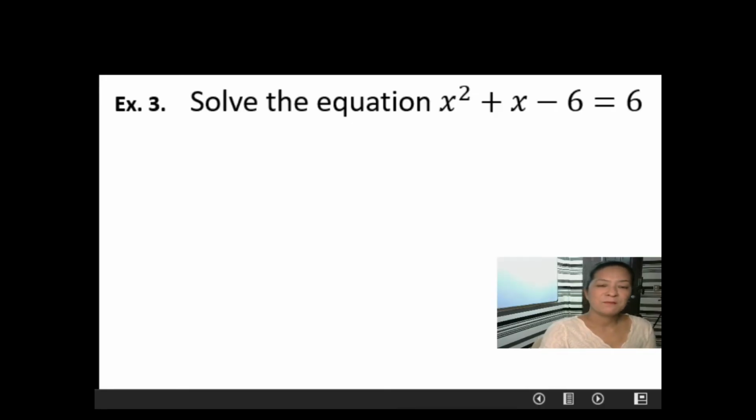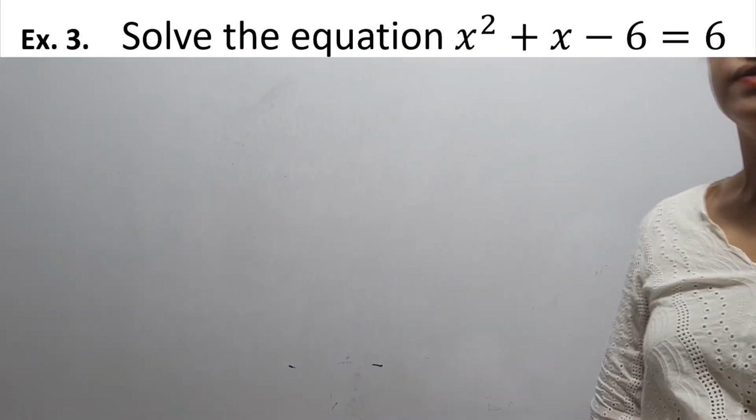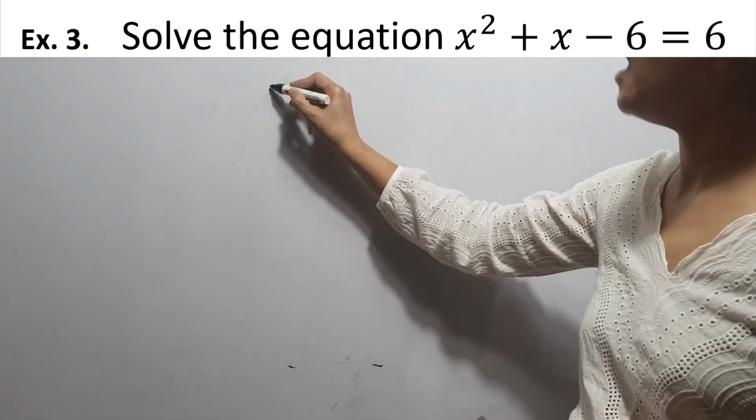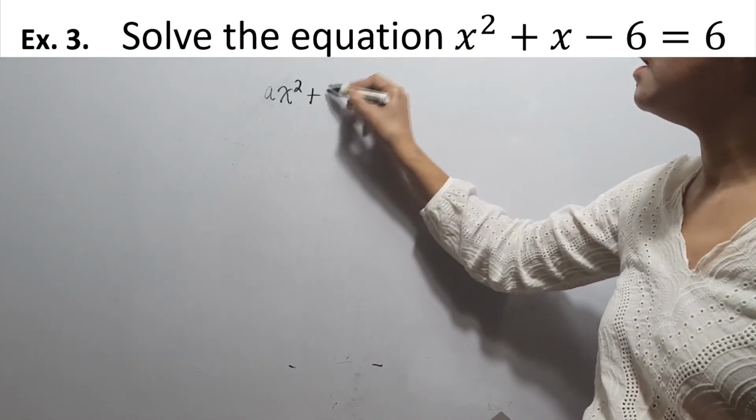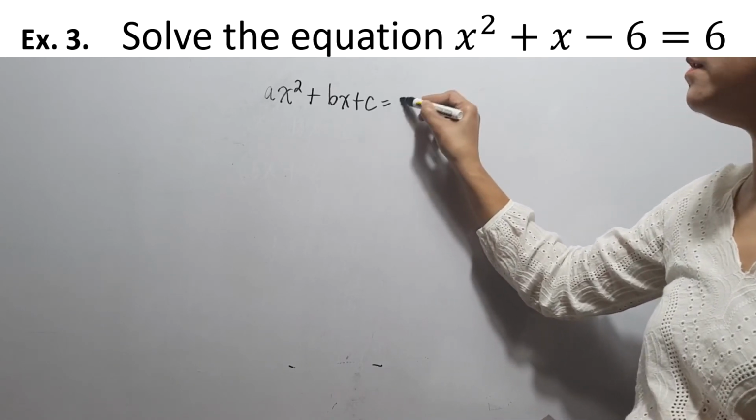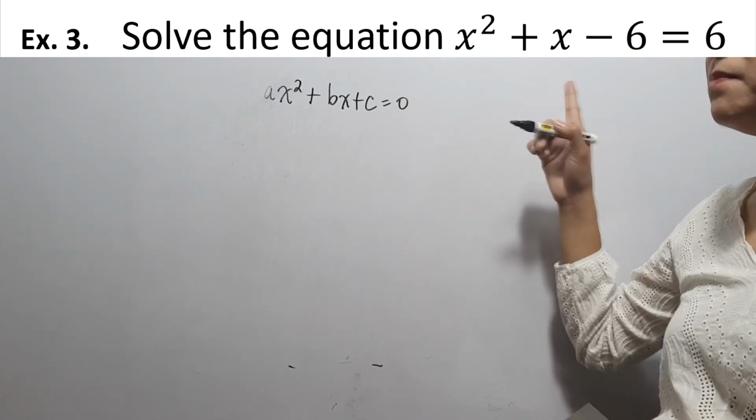Okay, another example. Solve the equation x squared plus x minus 6 equals 6. Oh, wag kayong ma-excite. Do not factor the left side immediately, even if nakikita mo na talagang factorable, since that is not yet equated to 0. Kailangan i-convert mo muna siya sa standard form. Converting it to the standard form, kailangan siya ay maging ax squared plus bx plus c equals 0, di ba? So, yung right side dapat maging 0.